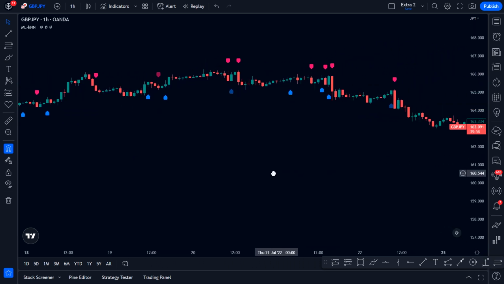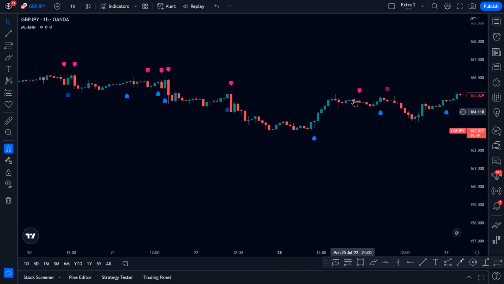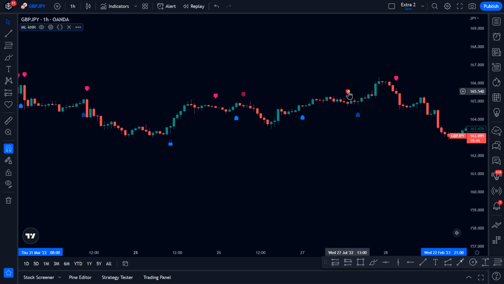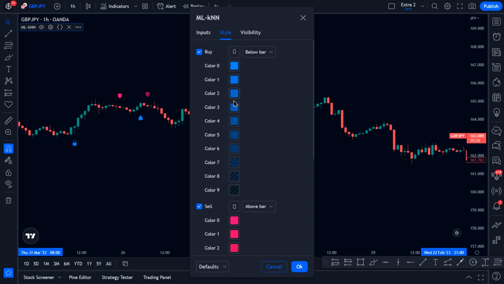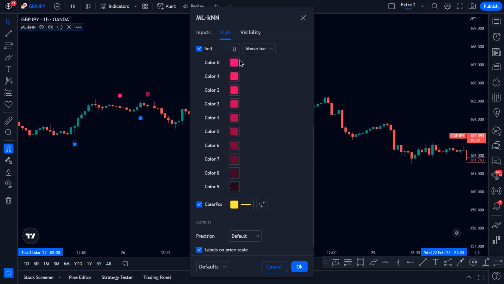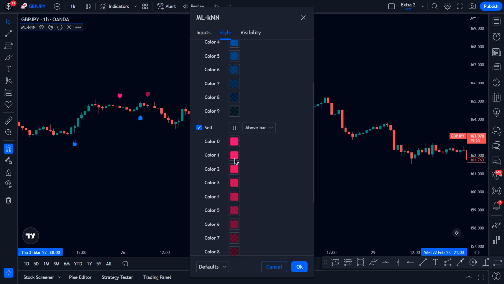So with this indicator, these blue labels are gonna be our buy signals, and these red labels are gonna be our sell signals. Now, looking at the settings of this indicator, we can see that these labels have varying levels of opacity. The higher the opacity of a label, the more accurate the prediction is going to be.